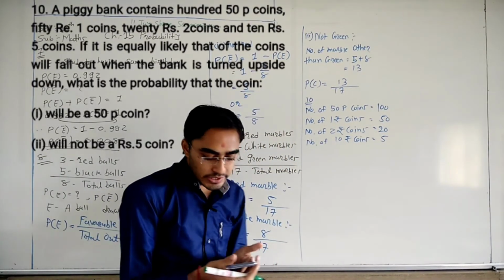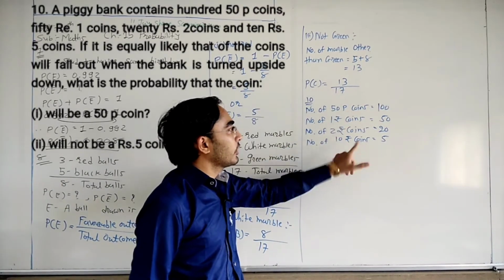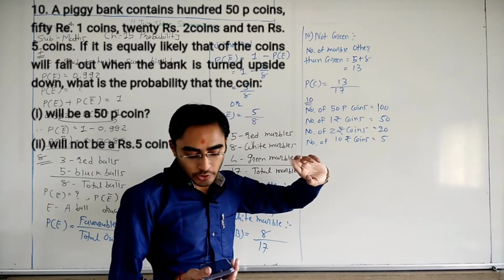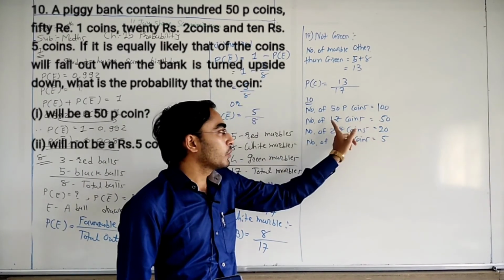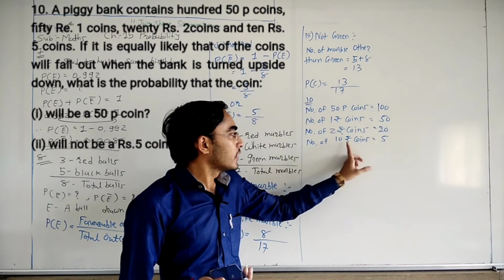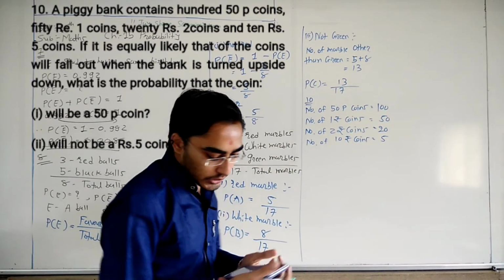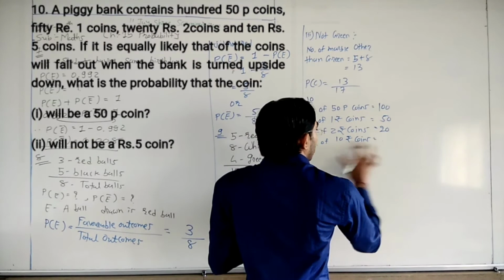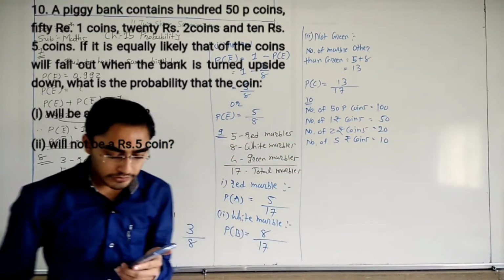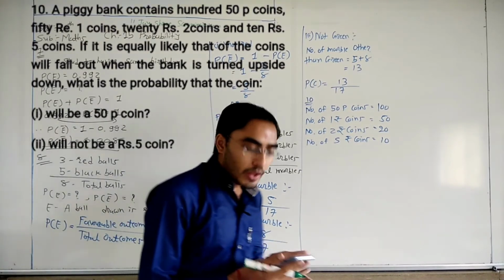A piggy bank contains 100 50 paisa coins, so 50 paisa coins is equal to 100. 50 rupees 1 coins, 20 rupees 2 coins, and 10 rupees 5 coins. Sorry, here one mistake is there. 5 rupees coins is equal to 10. The number of 5 rupees coins is equal to 10.